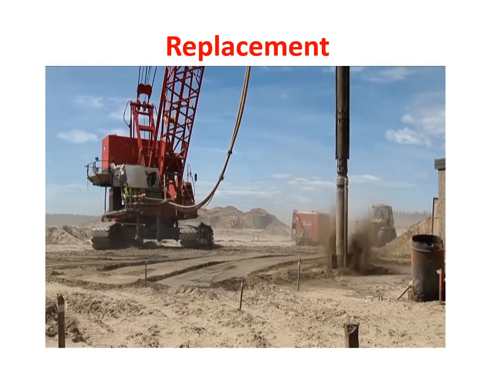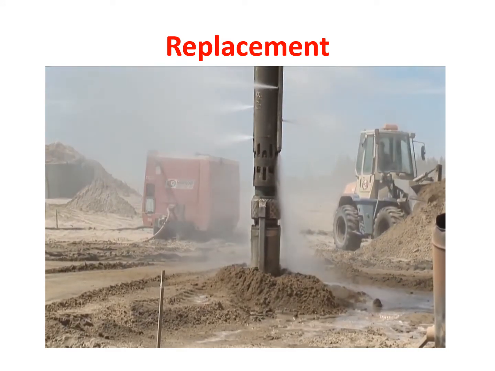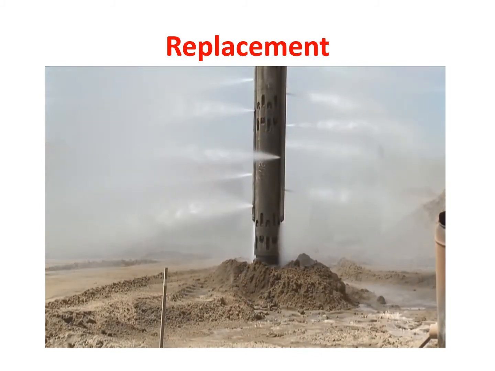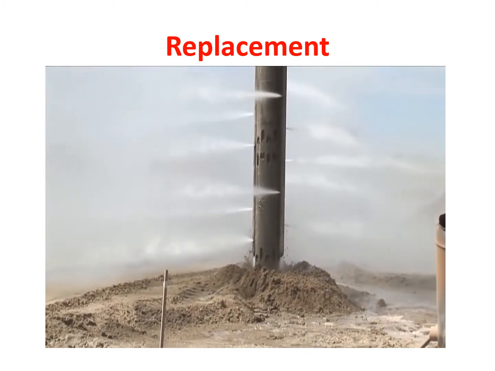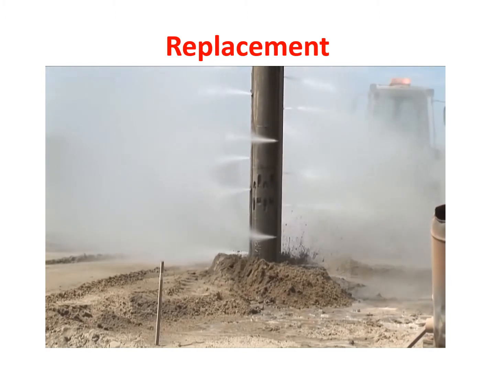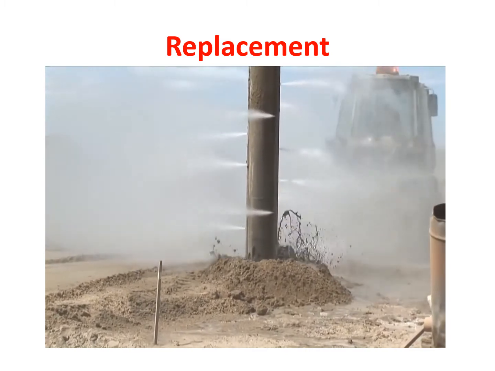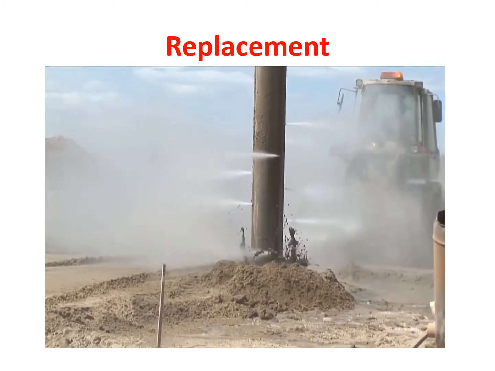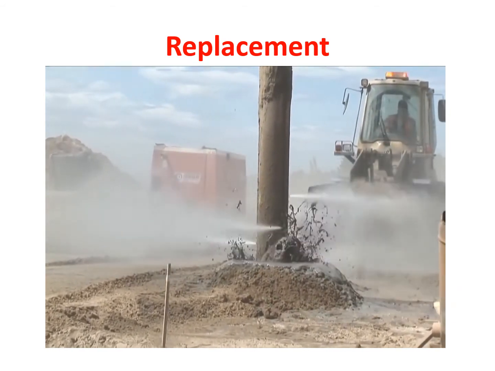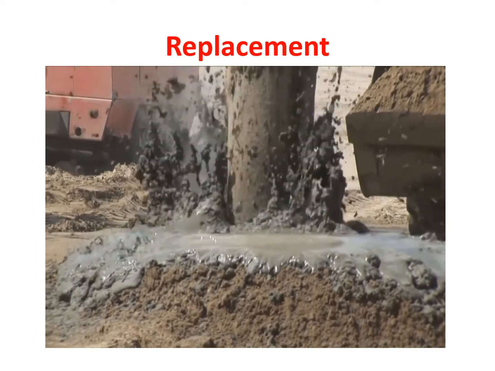Okay, this is the second method, replacement. Replacement means replacing the existing soil with good soil. Initially, they will make a hole in the soil, and then the bottom soil will be removed. One column of soil will be removed. And later, sand will be placed in that column of the hole. Initially, the hole is made. Second, high pressure water is sent inside. Due to the high pressure water, the bottom loose soil will come out to the top. So we will get a full hole.